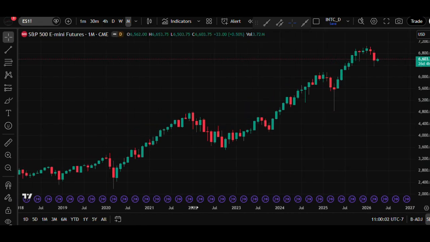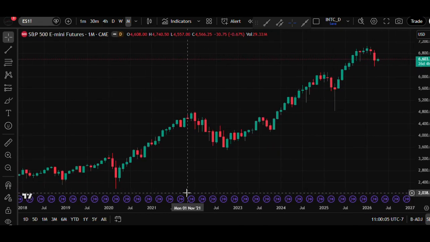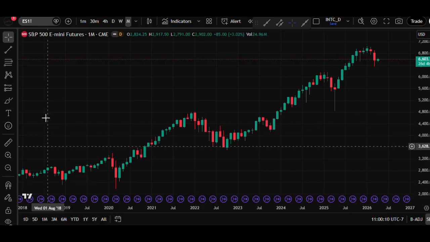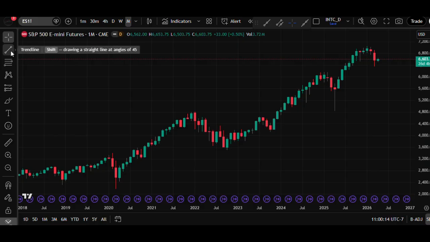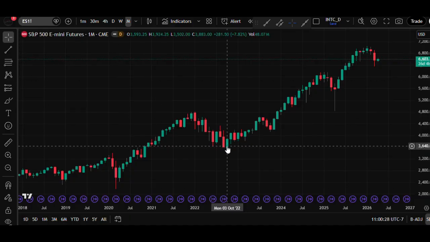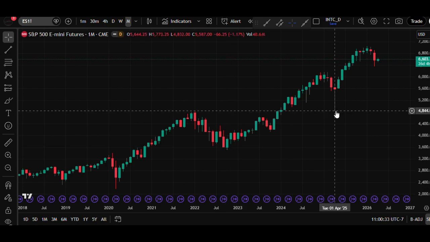Now, what I want to do today is draw a trend line. The basics of a trend line is it just tells you where the stock is moving across different periods of time. Now, here is your 2020, and remember this is March 2020. This is where COVID hit. And this is your October 2022. This is your bear market, and this is your April 2025, which is your Liberation Day.